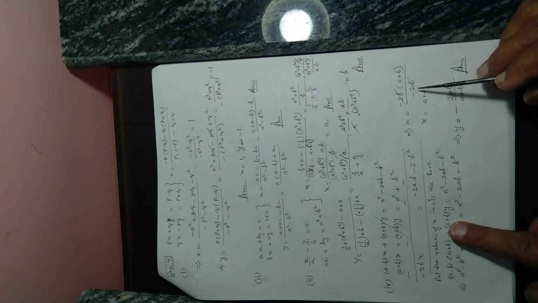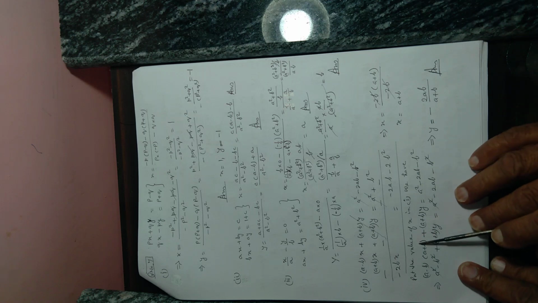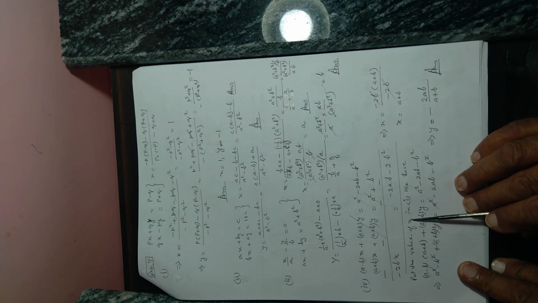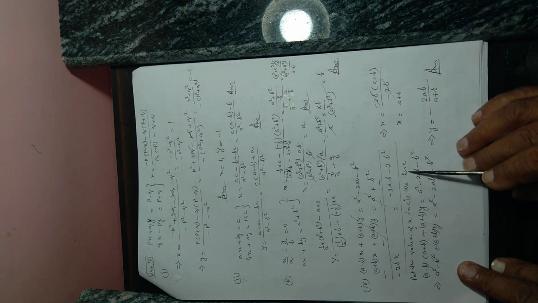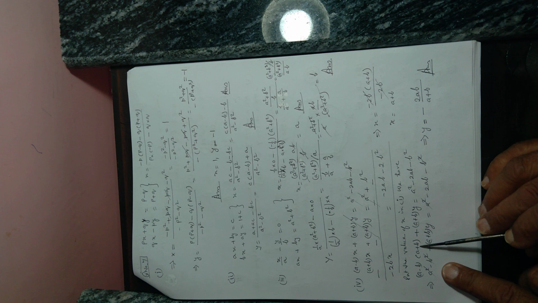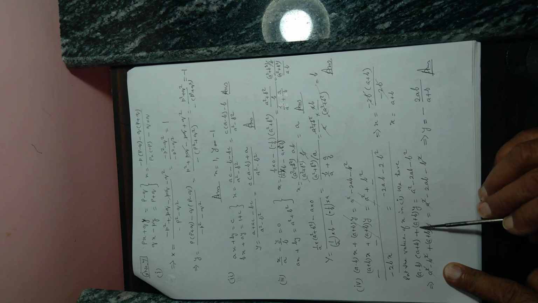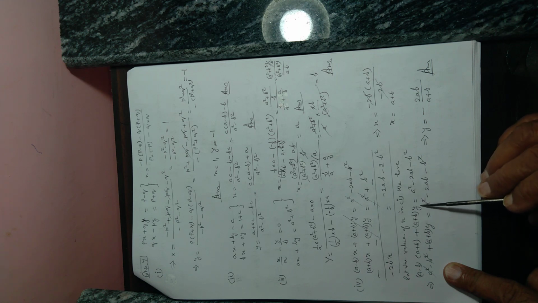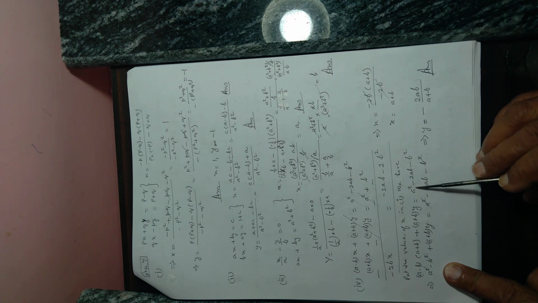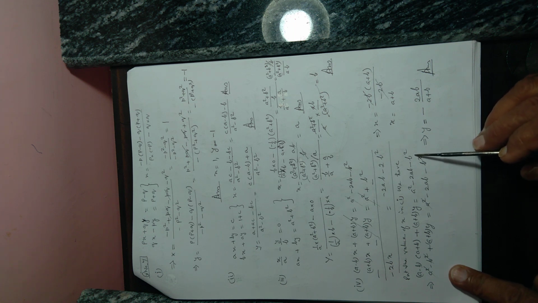So x will be equal to a plus b. Now put this value of x in the first equation we have, a minus b. Now the value of x is equal to a plus b. Here we have done it. So a plus b plus a plus b into y, that is equal to u, that should be equal to a square minus 2ab minus b square.